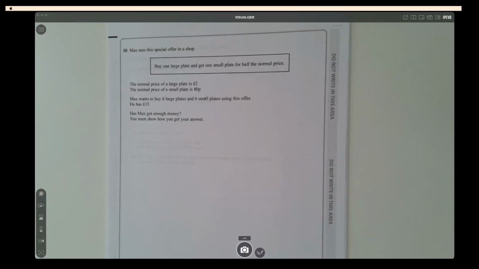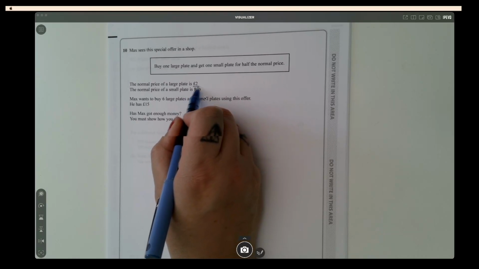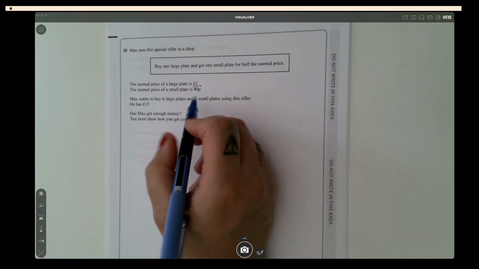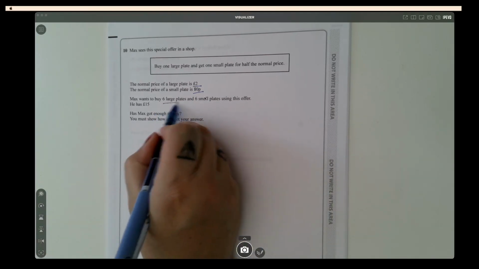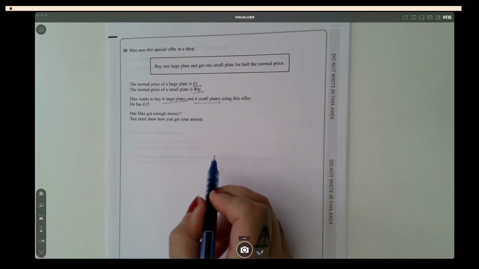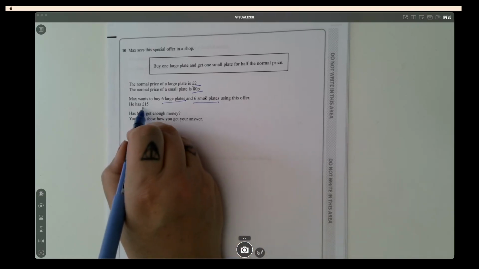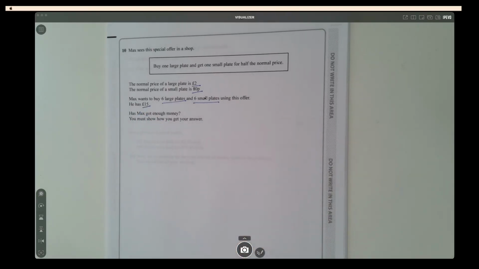Question 10. Max sees his special offer in a shop. Buy 1 large plate and get 1 small plate for half the normal price. The normal price of a large plate is £2. The normal price of a small plate is 80p. Max wants to buy 6 large plates and 6 small plates using this offer. He has £15. Has Max got enough money? You must show how to get your answer.